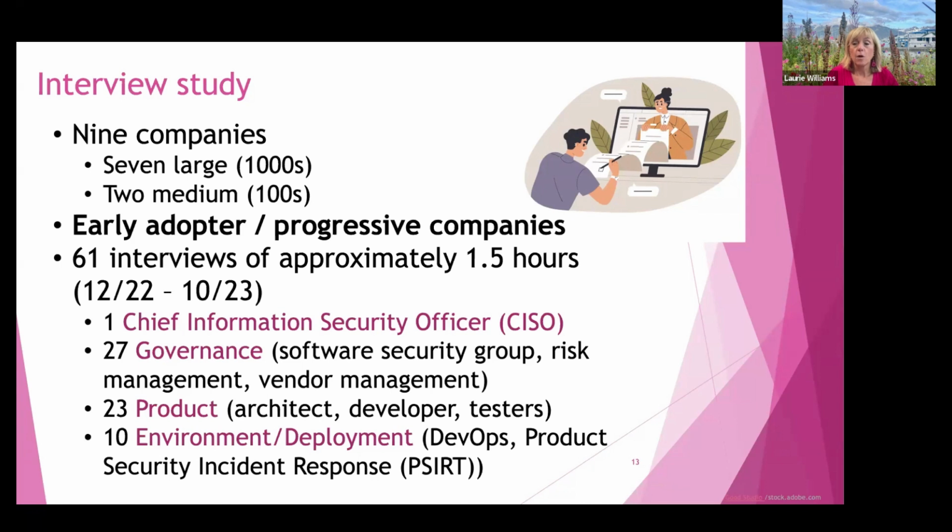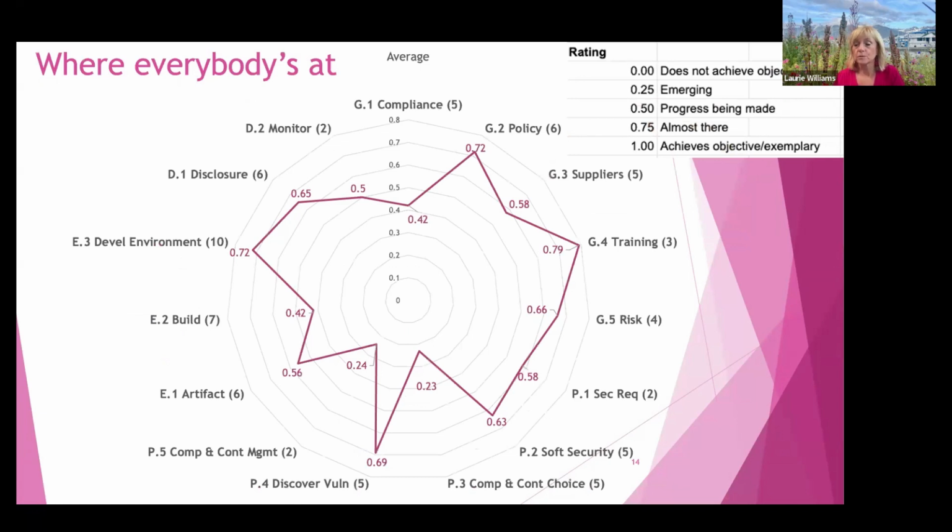I would say that all of these organizations were early adopter, progressive companies, that had specific and explicit efforts on reducing supply chain risk, which I don't think is the average case in industry out there. There were 61 interviews of about an hour and a half each. And these are the people who participated: 1 CISO, 27 governance people, 23 product people, and 10 environment and deployment people.